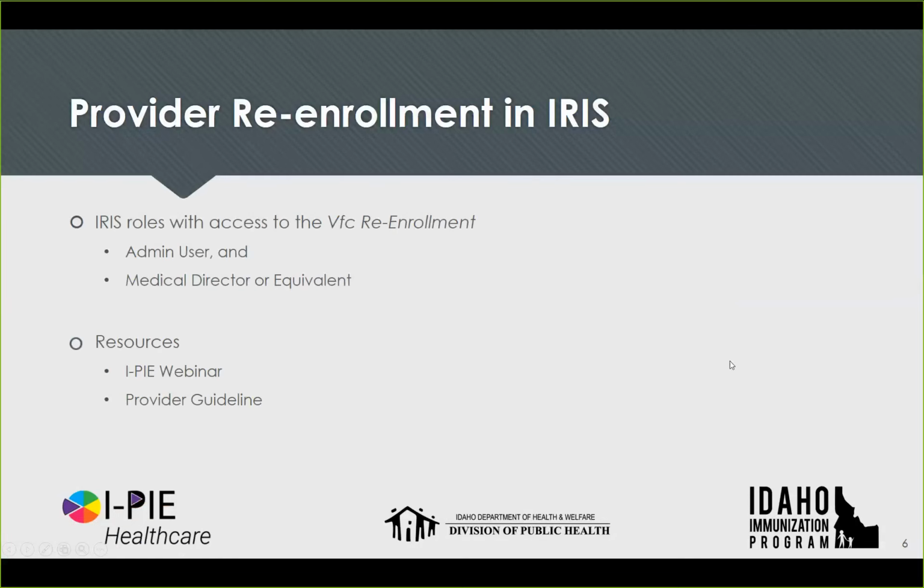Let me just let you know, just as a reminder, that the only roles that do have access to this are going to be admin users and medical director equivalent. No one else will have access to the re-enrollment or to be able to change that demographic information or contact information, okay? Resources available for you in using this process or how to remember what you're supposed to put where, how that's going to work, is this IPI, like Morgan said, is going to be recorded and posted on the immunization program website.